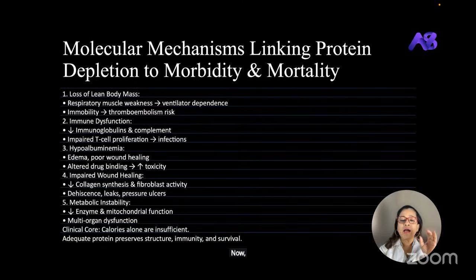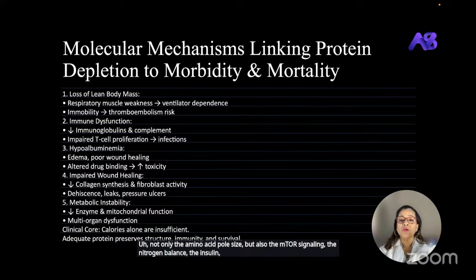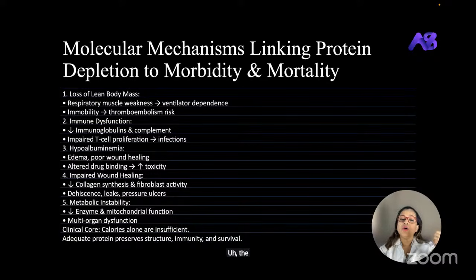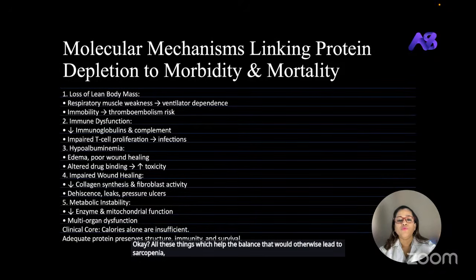Now I would say that protein turnover is a continuous, energy-dependent, hormonally regulated process that maintains the structure, function, and integrity of the tissue. Now dietary protein intake is modified by the amino acid pool size, but not only that, also the mTOR signaling, the nitrogen balance, the insulin anabolism, the glucagon adaptation. Okay, all these things help the balance that would otherwise lead to sarcopenia, immune failure, and organ dysfunction.